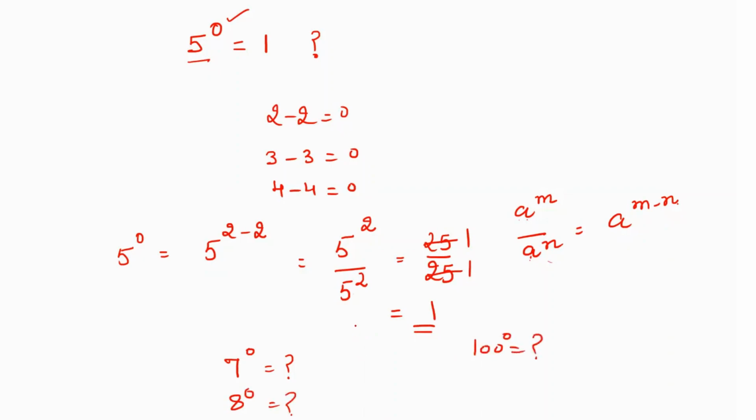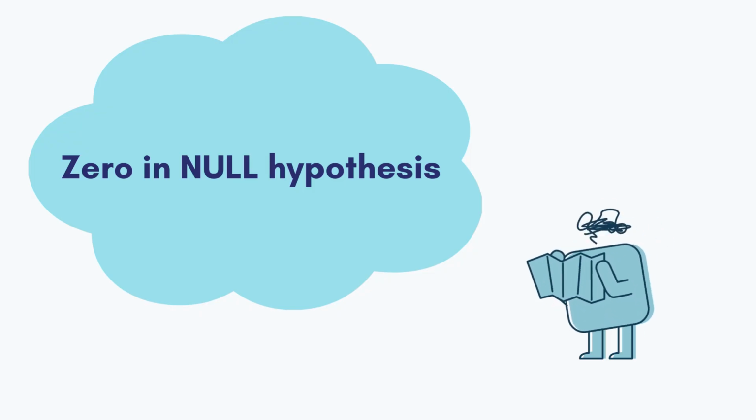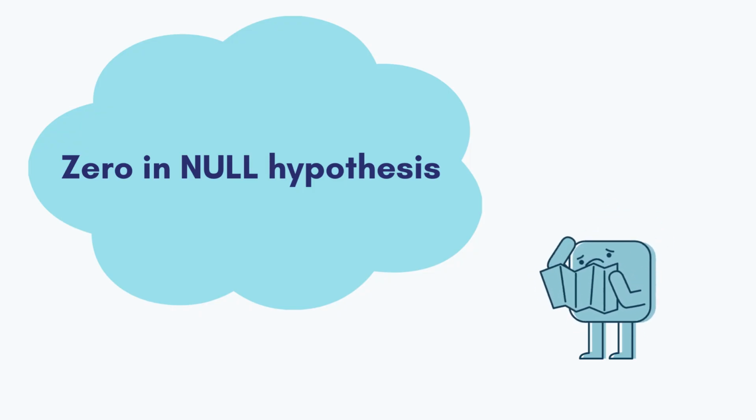Okay, so now I have one question for you. Tell me, 5 raised to power 0 plus 6 raised to power 0 plus 7 raised to power 0, upon 3. Okay, everyone? Give me the answer to this one in your chat box. Now I will tell you one more concept of zero.